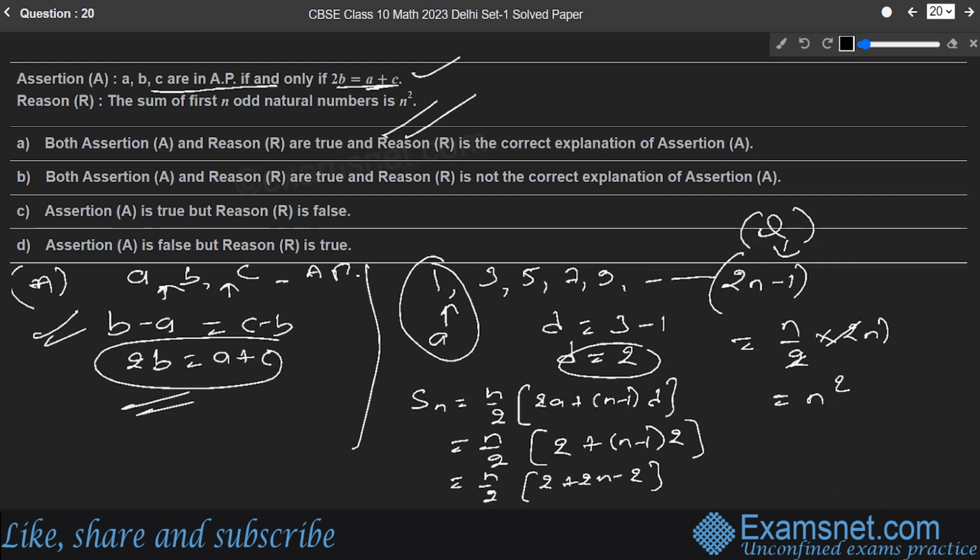But if you can see that there's no link between assertion and reason. So reason is not the exact clarification of assertion. So we can say both the assertion and reason are true, but they are not explanatory to each other. So the right answer is B. Both assertion and reason are true, and reason is not the correct explanation of assertion. So that is the right answer.